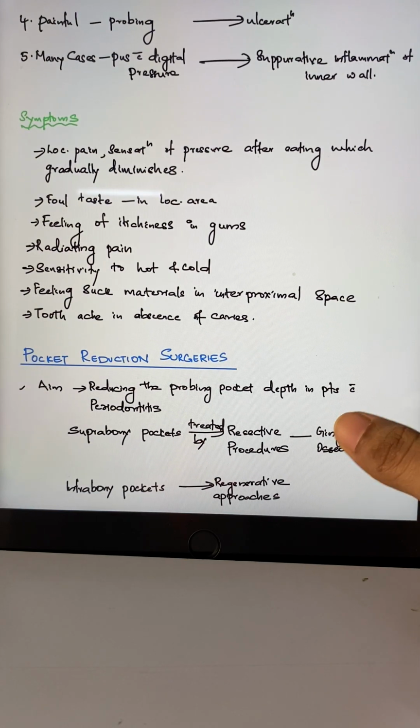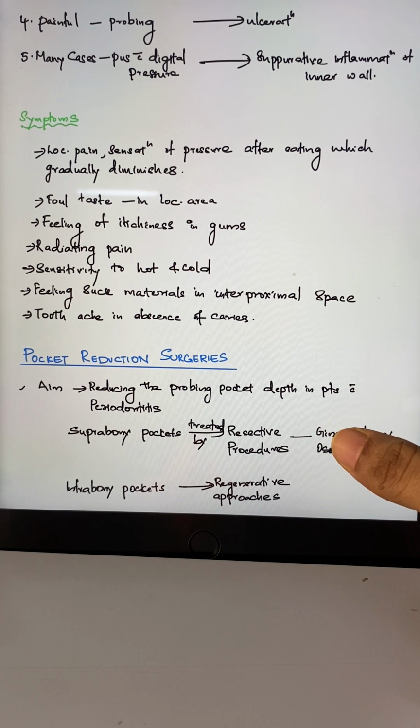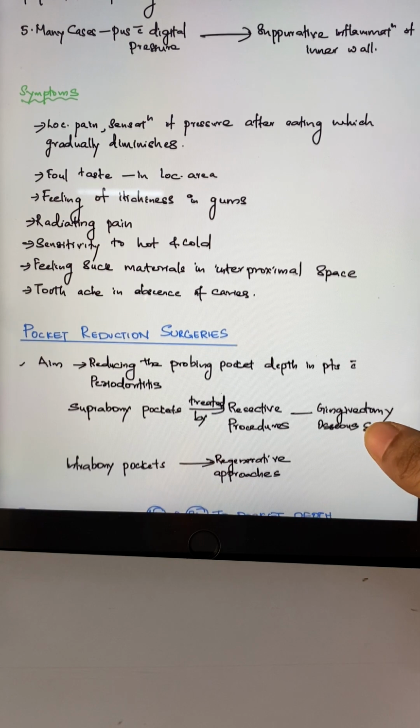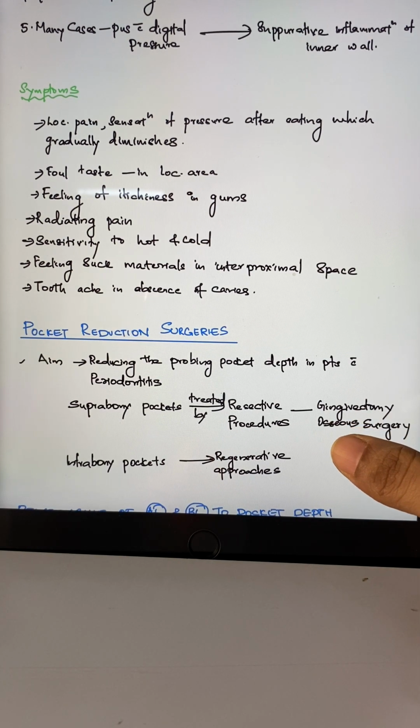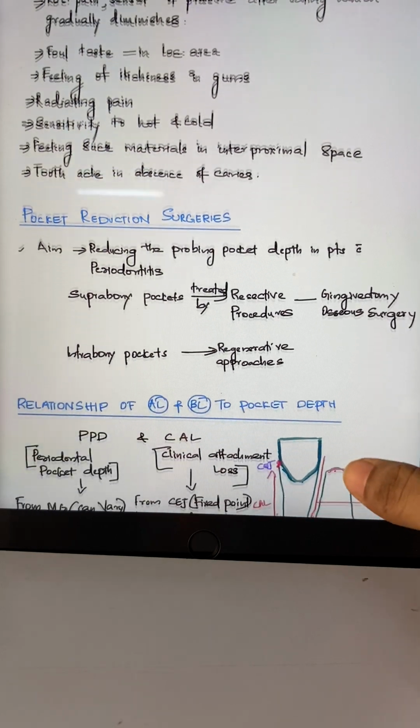Then what would be the symptoms of the periodontal pocket? That is a localized pain, a sensation of pressure after eating, which gradually diminishes. In some specific areas, they may feel a foul taste, a feeling of itchiness and radiating pain. Then thermal sensitivity would be there, a feeling of stuck material in the interproximal space, and toothache in the absence of caries.